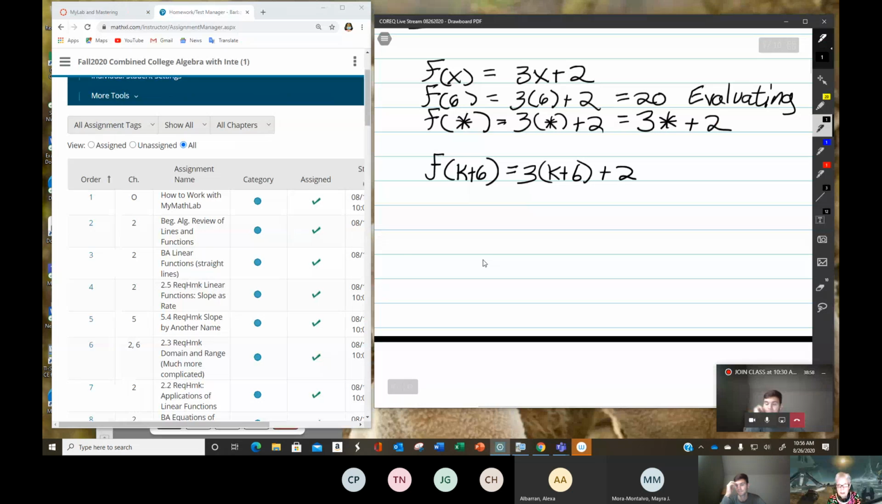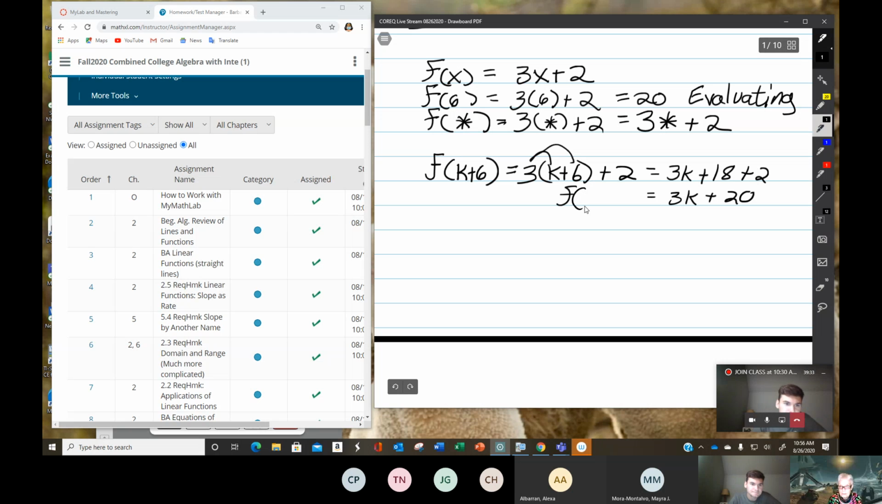Okay, so here I am, and I just have to do what the math says to do now. I'm going to multiply 3 times k and 3 times 6. So that will be 3k plus 18, plus 2, so it's going to be 3k plus 20. So f of k plus 6 equals that. And that might have a meaning in accounting or in engineering. So it ends up being important. Maybe k is some really complicated decimal number, and rather than deal with having to write it every time, you just go ahead and say, well, let it equal k.